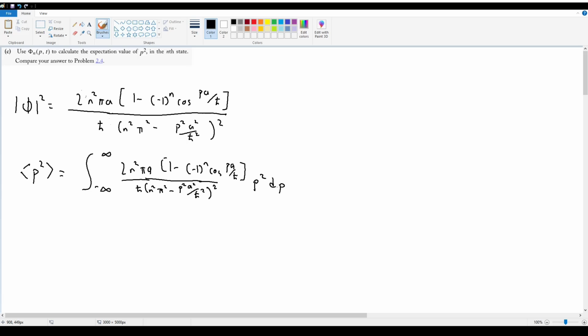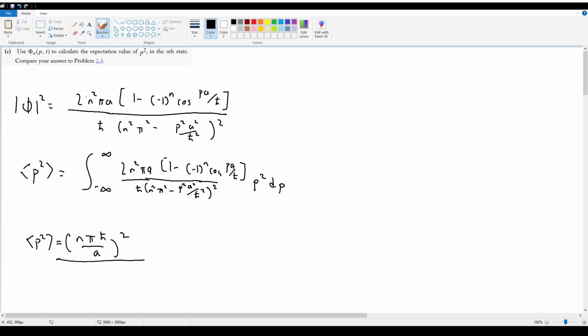Because the answer is just going to end up being n pi h bar over a, squared, if you plug it in correctly. And when they say to compare your answer to problem 2.4, 2.4 is asking you to calculate the expectation value of p squared for the infinite square well, but in position space. And in problem 2.4, you found that the expectation value of p squared was exactly equal to this. So this does agree. The problem is just doing the integral.